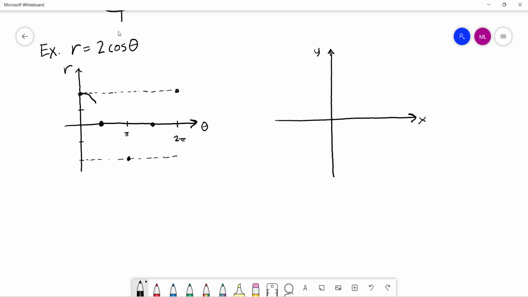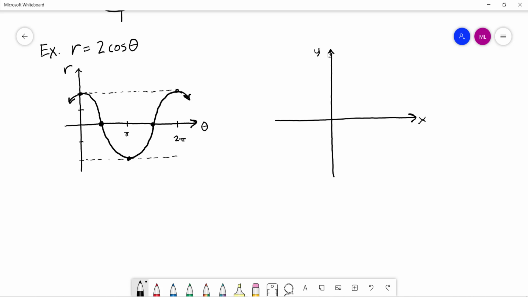And so it's going to look like this. And it would continue on in that direction, it would continue on in this direction. But this is what it looks like. This is just a traditional cosine curve, the one that you're accustomed to seeing, because that's what it looks like in r theta space, where theta is the input and r is the output. But what does it look like when we convert this over here to our x and y space?